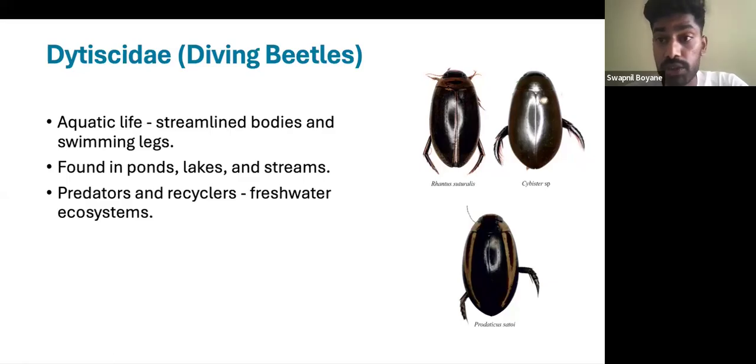These legs help them swim very fast, and this can be found in ponds, lakes, and even in streams. So these are very common beetles. If you go to any stream or pond or lake during monsoon season, you'll generally find these beetles.